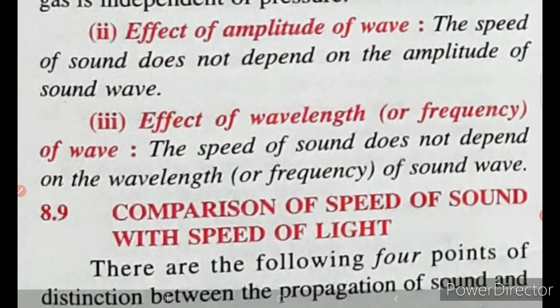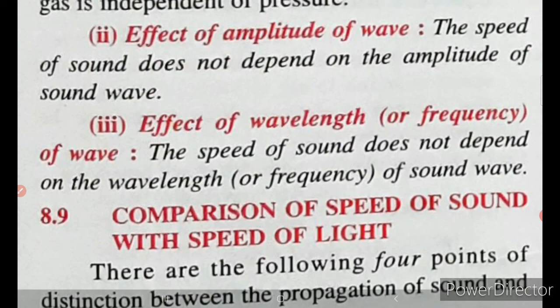Point number 2, effect of amplitude of wave. The speed of sound does not depend upon the amplitude of the wave. The loudness depends, but the speed of the sound does not depend upon the amplitude. Number 3, the effect of wavelength or the frequency of the wave. The speed of sound does not depend upon the wavelength or the frequency of the sound wave. It only depends upon the elasticity, temperature, density, humidity, and the direction of the wind. So this much for this particular video.